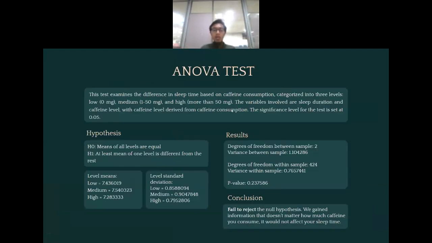Last but not least, we do the ANOVA test. In this test, we will categorize the caffeine consumption, with 0 as the low level, 1 to 50 as the medium level, and more than 50, which is 51 and higher, as high.